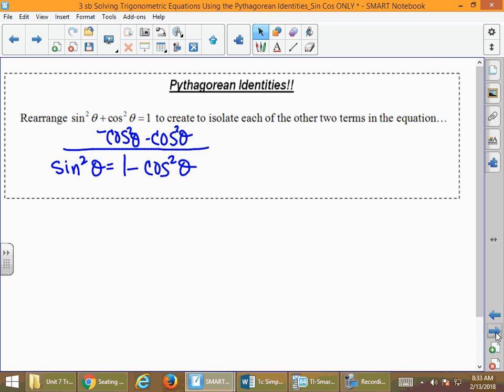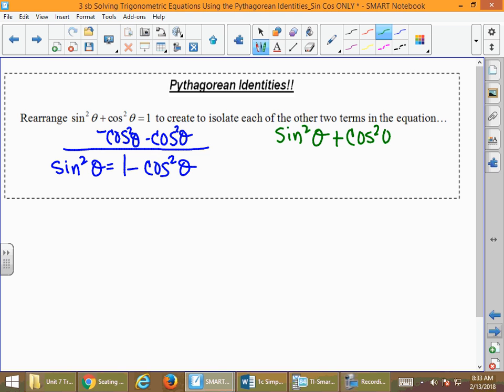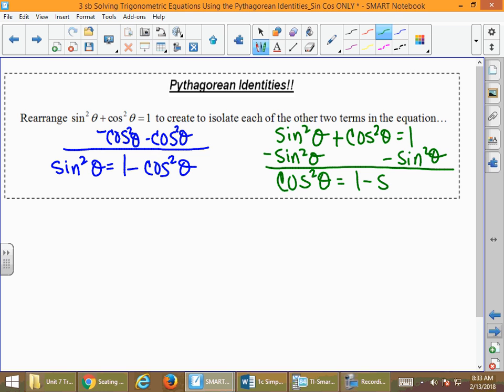And we do the same kind of thing with sine. I'm going to just write down the identity again. Sine squared theta plus cosine squared theta equals 1. Well, we subtracted cosine squared from both sides. We can subtract sine squared theta from both sides. We end up with cosine squared theta equals 1 minus sine squared theta.